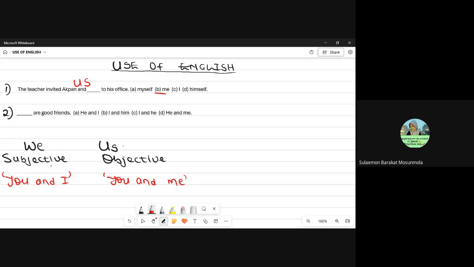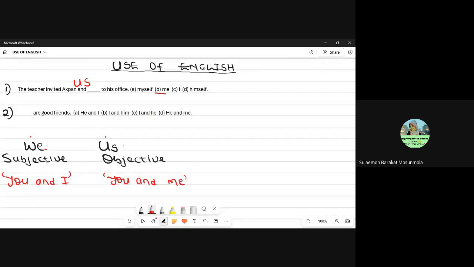Okay, let's see. We have Dash are good friends. Let's substitute we and us to see the one that would fit in the gap. We have we are good friends or us are good friends. Definitely, we are good friends is correct. We is correct. In the options now, I have he and I, I and him, I and he, and he and me. For the subjective form, we have we, and it should be you and I.